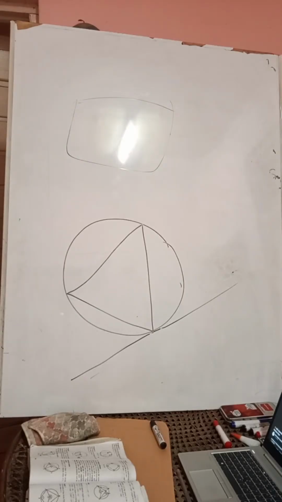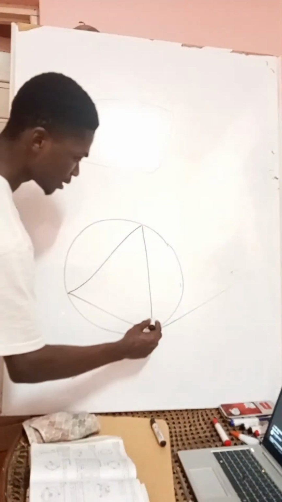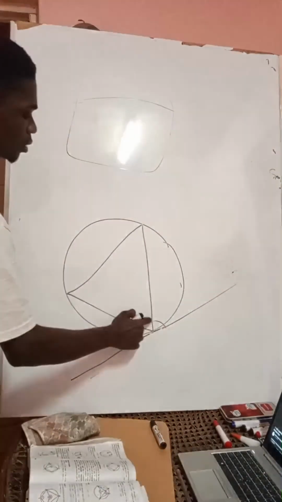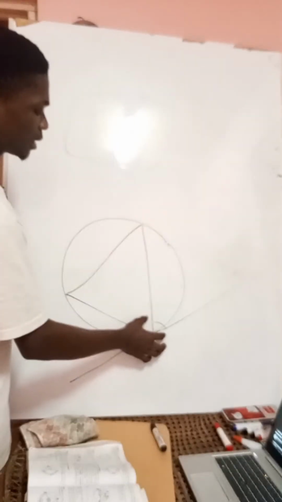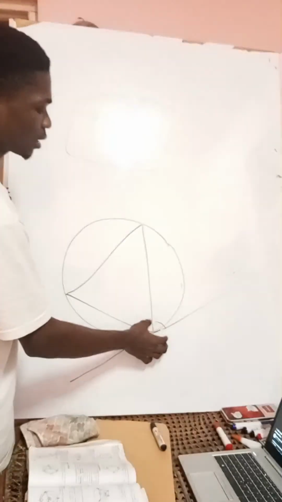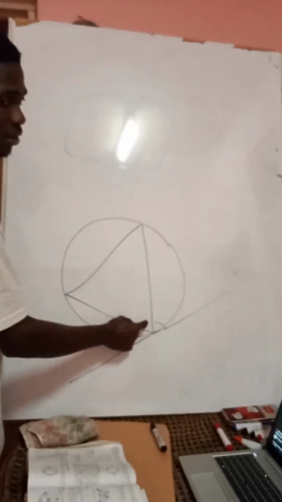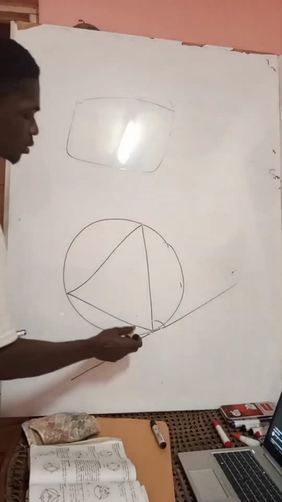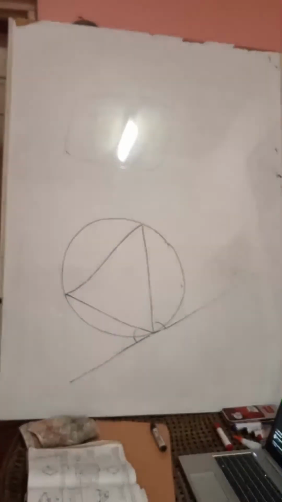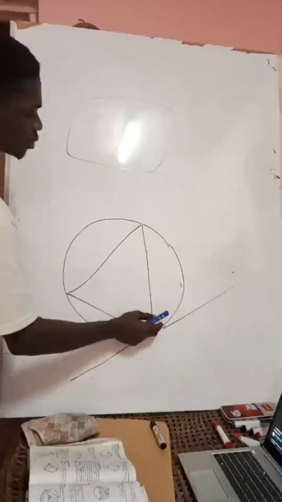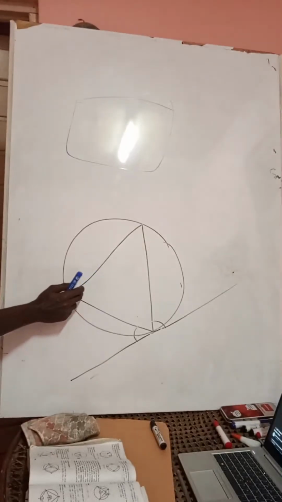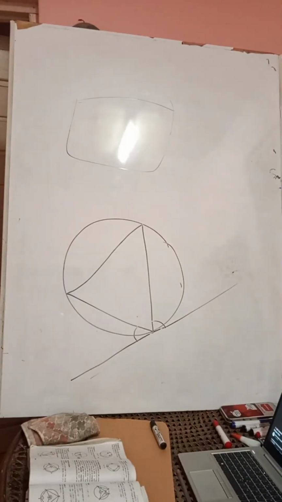Now let's move on to this property. We are going to talk about the relationship between the angle between the tangent and one of the sides of the triangle inside the circle, and the relationship between the angles outside the triangle and the angles inside the triangle. Those are the relationships we are coming to talk about.